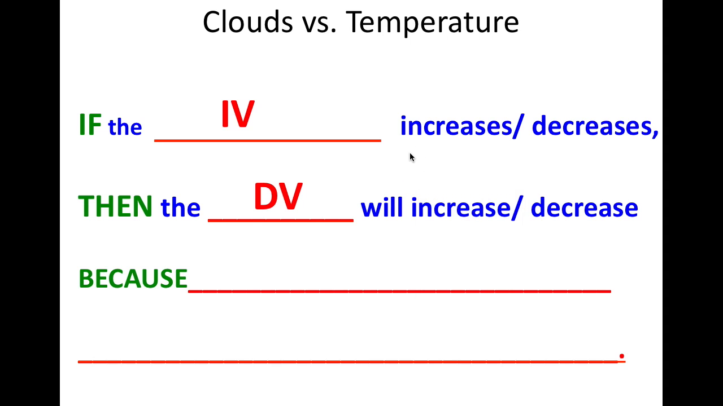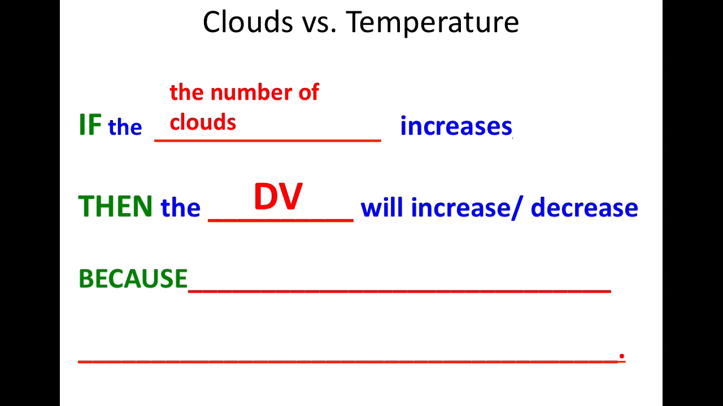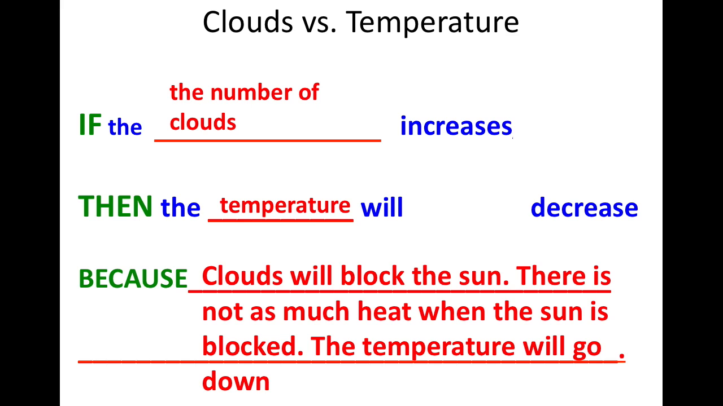All right, so by now you should already have a hypothesis. And let's go ahead and fill it out. And just remember, I might be choosing increase or decrease. So if it doesn't match, just make sure that it makes sense to you. So if the number of clouds increases, so let's say we increase the number of clouds, then I think that the temperature will decrease. And the reason why, clouds will block the sun. There is not as much heat when the sun is blocked. Therefore, the temperature will go down.